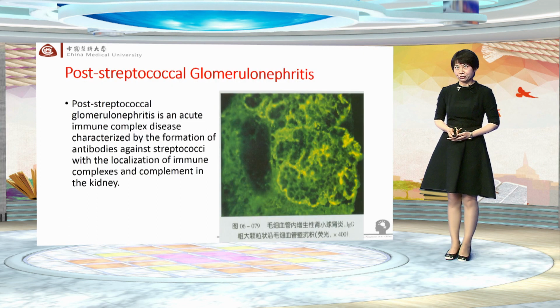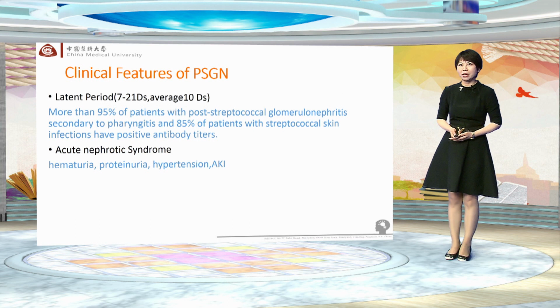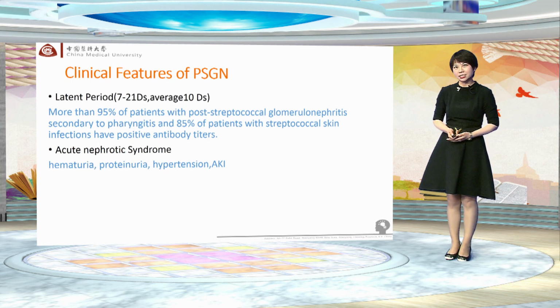Post-streptococcal glomerulonephritis is an acute immune complex disease characterized by the formation of antibodies against streptococci with the localization of immune complexes and complement in the kidney. We should master the clinical manifestations.